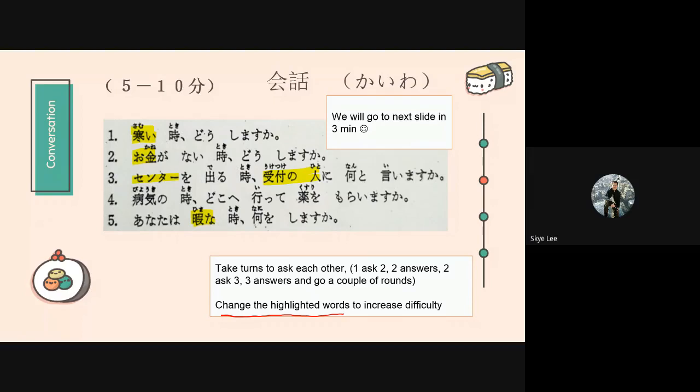Okay, so I will ask question 5. Anata wa hima na toki nan o shimasu ka? Hima is free, when you're free. Ah, okay. Watashi wa hima na toki hon o yomimasu. So I read a book when I'm free, in my free time. Right. Okay, then we wait for the next slide.